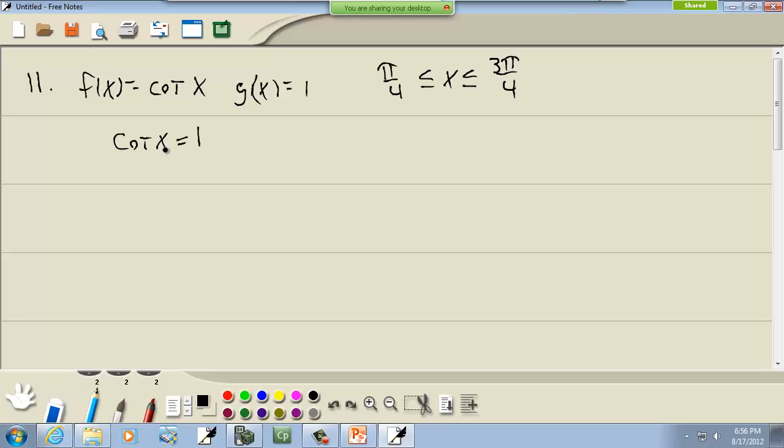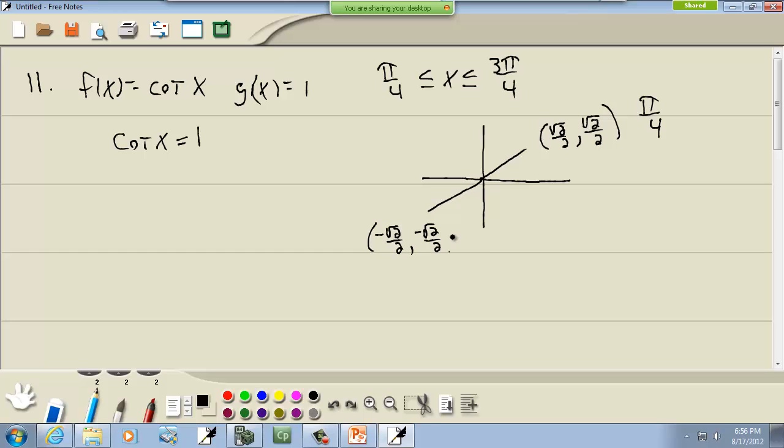Different ways you could do this. You could think it through. Tangent is y over x, so cotangent is x over y. And where it's equal to 1 is where the x and y are the same on a unit circle. If I go around my unit circle, we got a point here, square root of 2 over 2 and square root of 2 over 2. And this is pi over 4. We also have this place right over here that's negative square root of 2 over 2 and negative square root of 2 over 2. And this is, what is this one? Pi over 4, 2, 3, 4, 5 pi over 4.